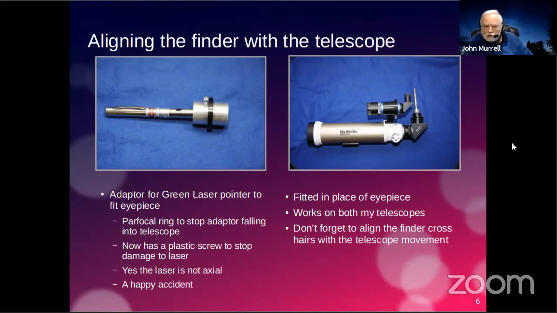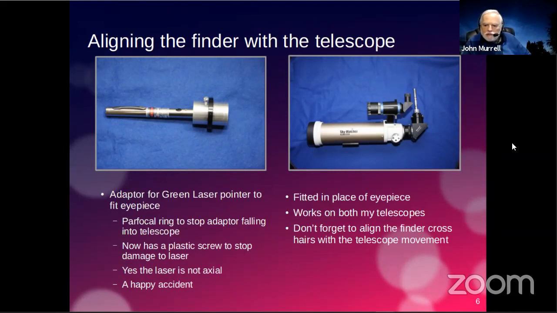I don't know how other people do it, but trying to find a star in the main telescope, then find it in the finder so you can actually align the finder, is a big challenge, I find. So I came up with this invention. Is it an invention? I suppose it's vaguely an invention.